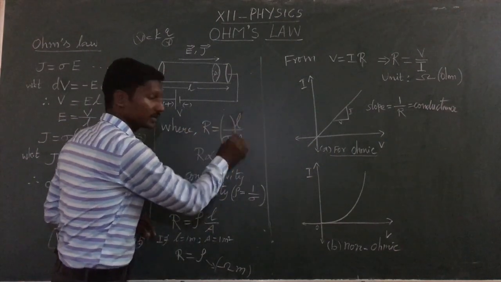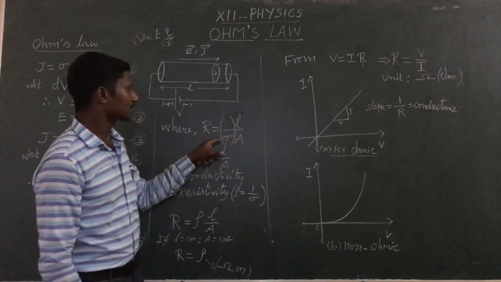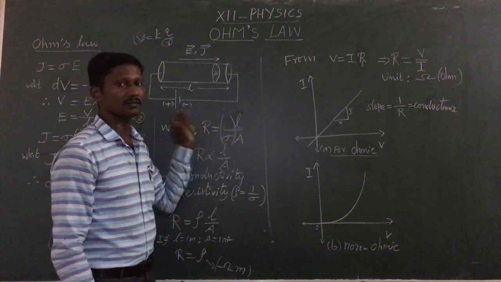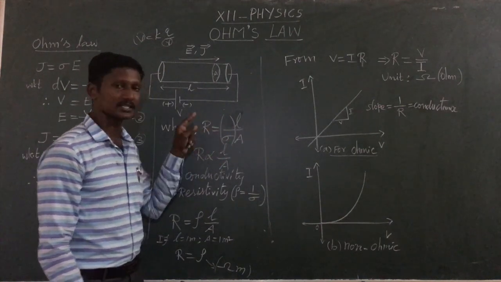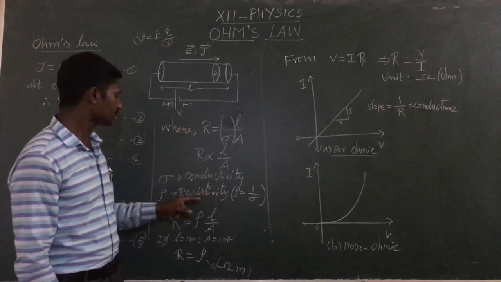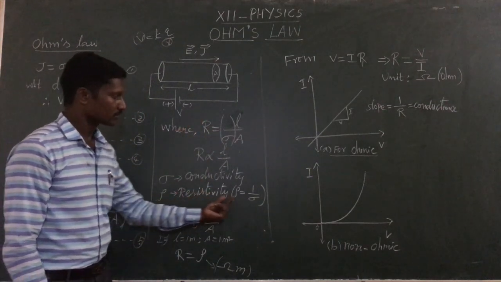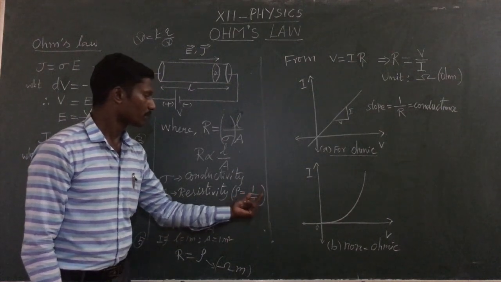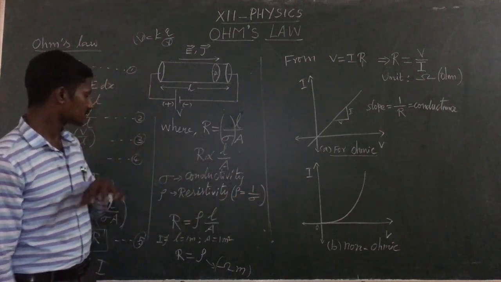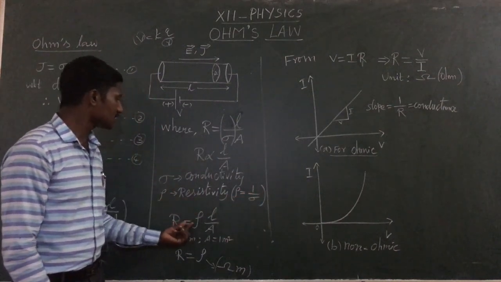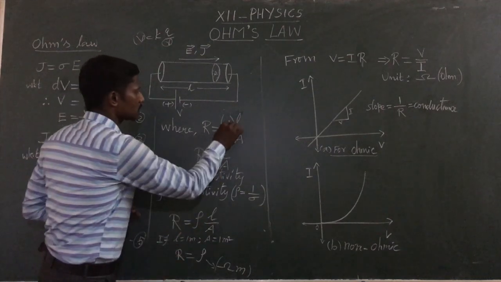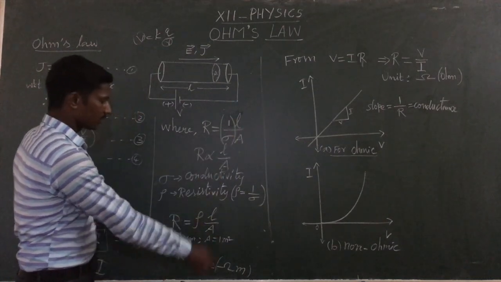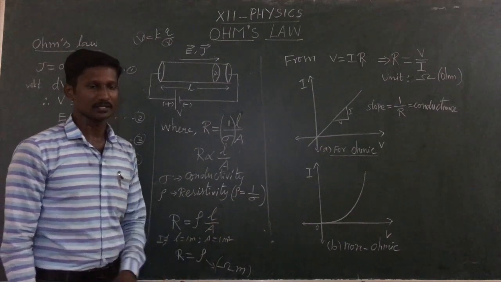Sigma is in the denominator, so we consider the reciprocal of sigma. Sigma is conductivity, and the reciprocal of conductivity is known as resistivity. So rho is equal to 1 by sigma, that is resistivity. So R is equal to rho L by A.